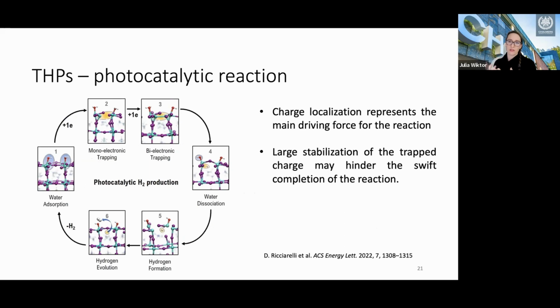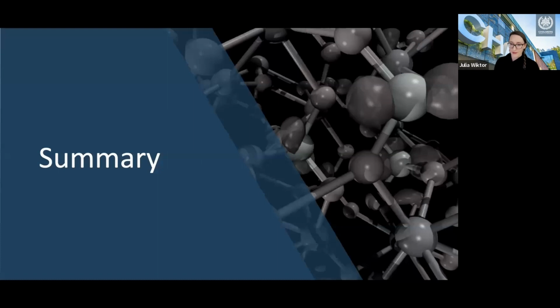Because first, the charge localization will bring the charge to the surface where the reaction has to happen and be a driving force for the reaction. But if they are too stable, they may hinder the swift completion of the reaction, because the charge might want to stay in the semiconductor and not drive the reaction. So it's something that we can think about when looking for new materials, to find materials with polarons which are exactly right. And with that, I wanted to finish my presentation with a short summary.